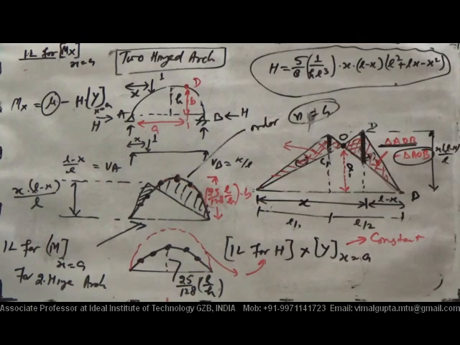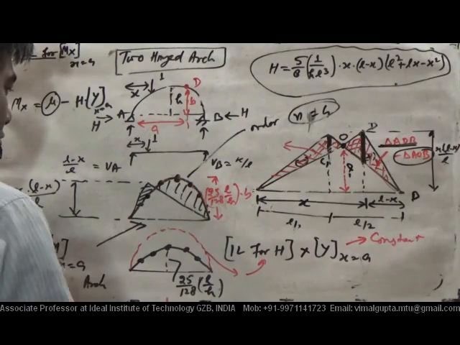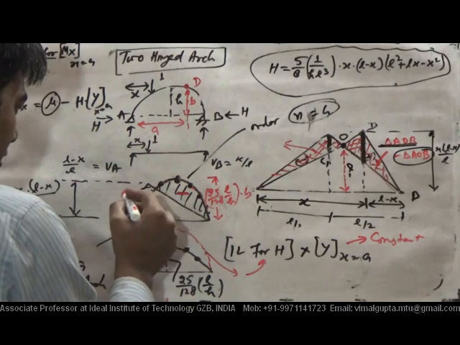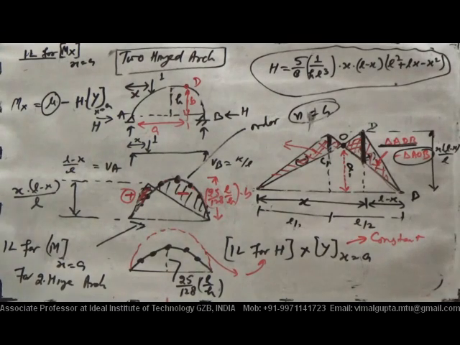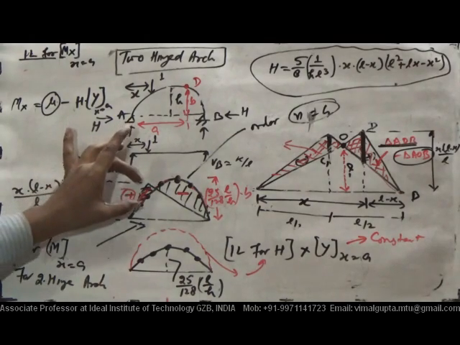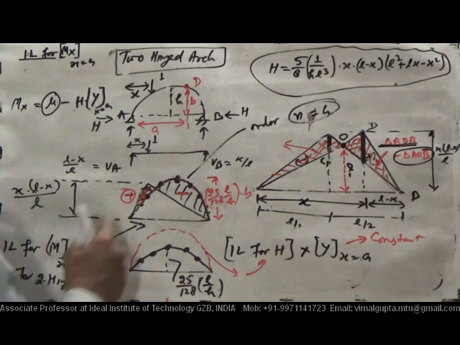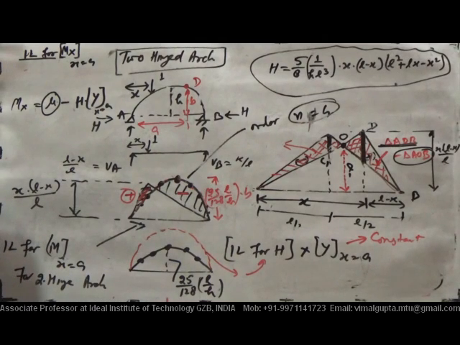what will be the sign of this one? It will be treated as negative. In this diagram, this one will be negative, and this one will be positive. This diagram will be positive. So if the point load is moving in this case, where should the point load be placed? The point load should be placed for maximum positive value. It will be at the section. It should be placed at the section.